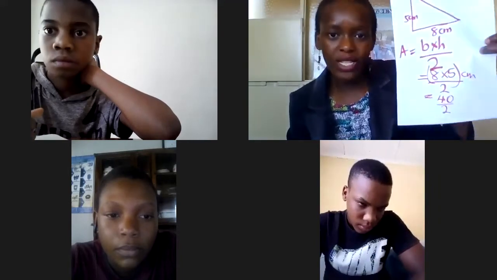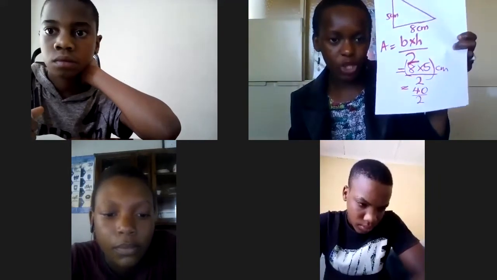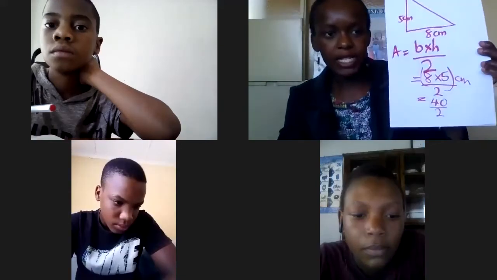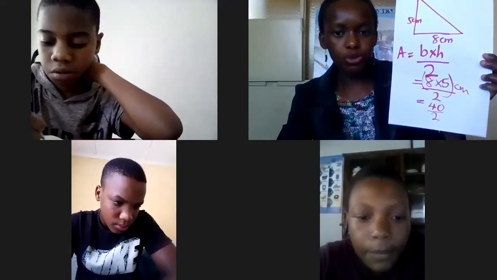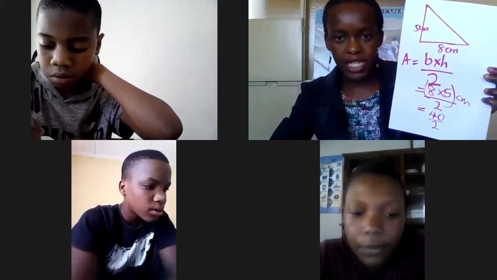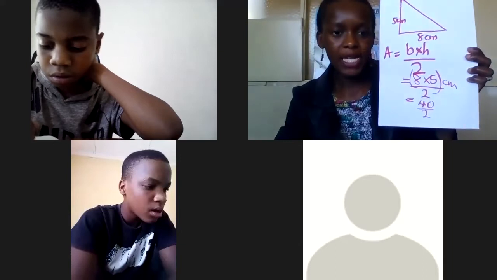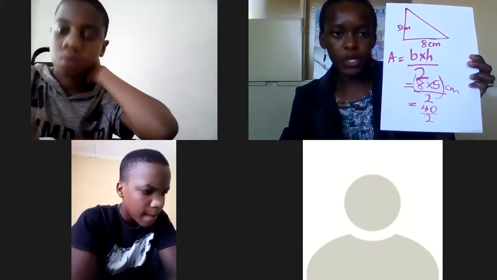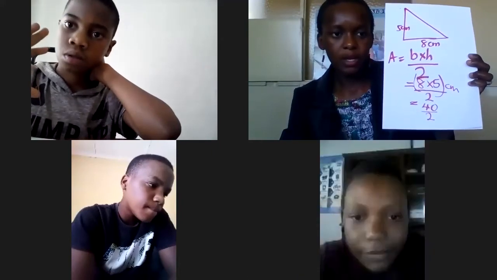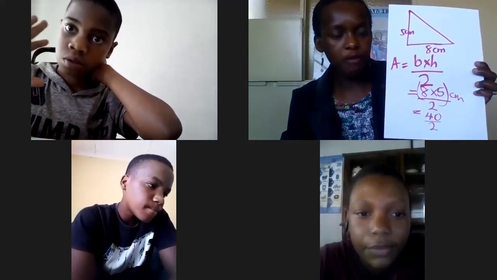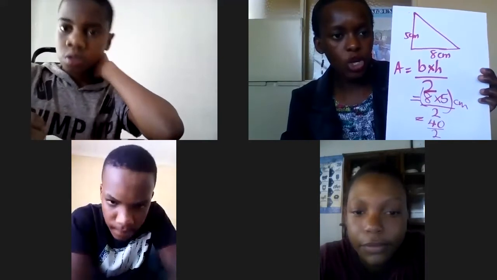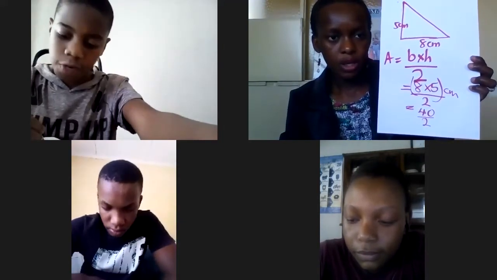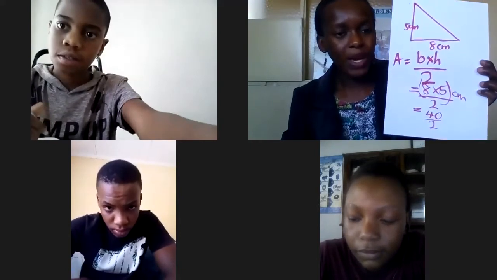So who can tell me what is 40 divided by 2? What is your answer? If you say 40 divided by 2, what do you get? Yes, Tabo, please unmute yourself so that I can hear you. You get 20? You get 20.